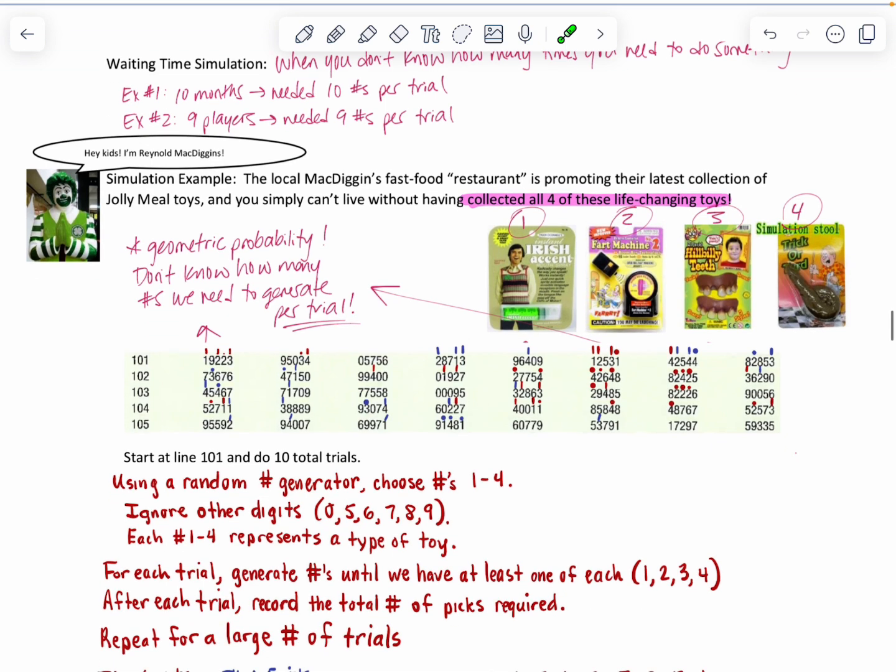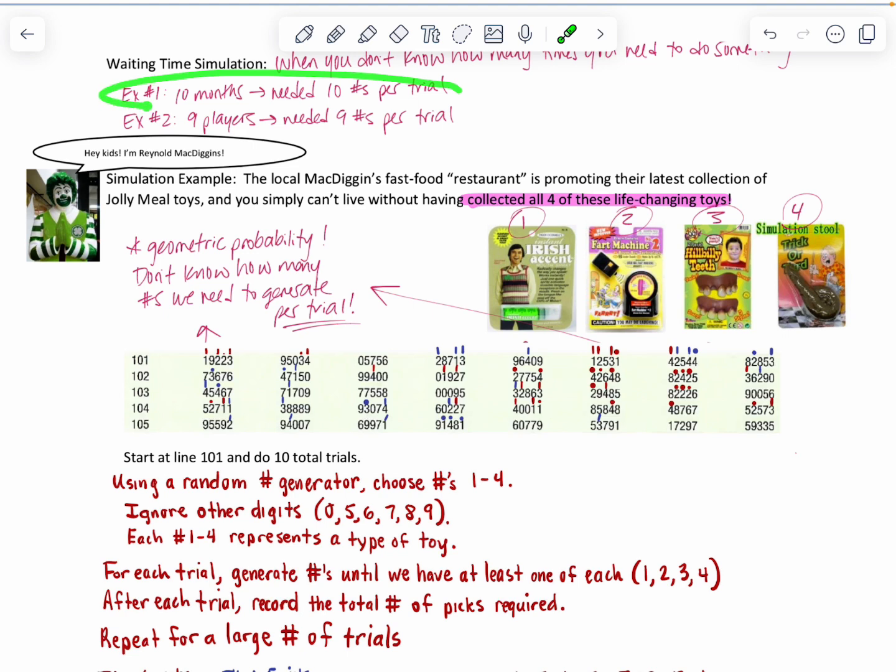Okay, so we are going to start at line 101. We're going to do 10 trials, and let's see how this works. Here is the really important thing. This is a geometric simulation. We're doing a geometric probability, and so we don't know how many numbers we need to generate. That is a big difference between number 1, number 2, and number 3.